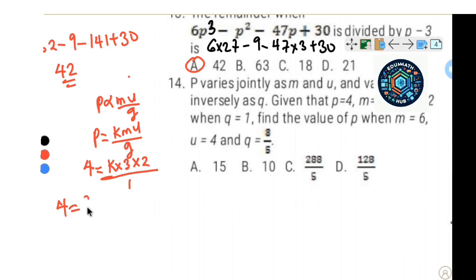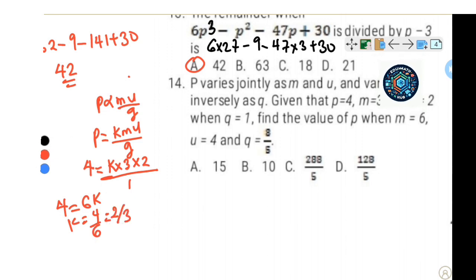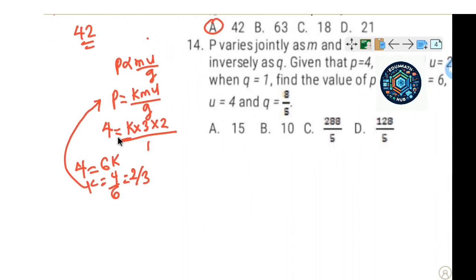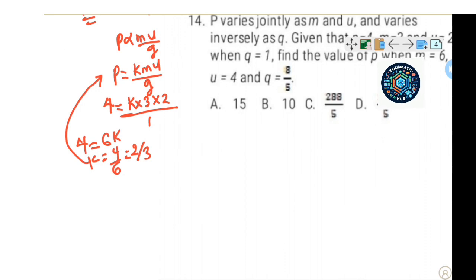6 times k will give you 6k. Then k equals 4 over 6, which is 2 over 3. So that means the relationship between p, m, u, and k will look like this. Just come over here and rewrite this, but you're using the value of k now. So your k is 2 over 3. So you're going to have p equals 2 over 3 mu divided by q. So that's the relationship.